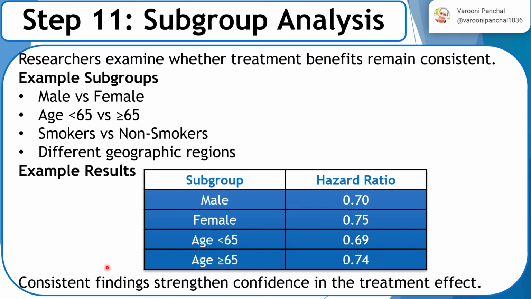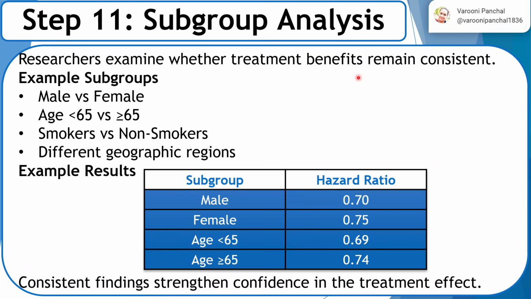That is why the consistent findings strengthen the confidence in the treatment effect. So that is why the subgroup analysis is done. Now you will feel, so many tables I have to generate: the total, then age group less than 65, then greater than 65. So there are so many subgroup analyses, and the programmers think, what is the meaning of having subgroups? This is the meaning, because the treatment benefit should remain consistent.